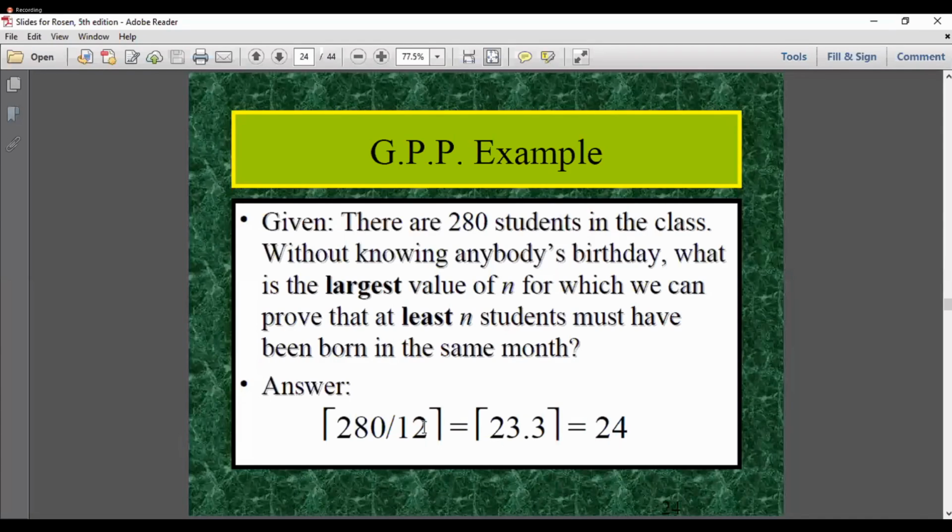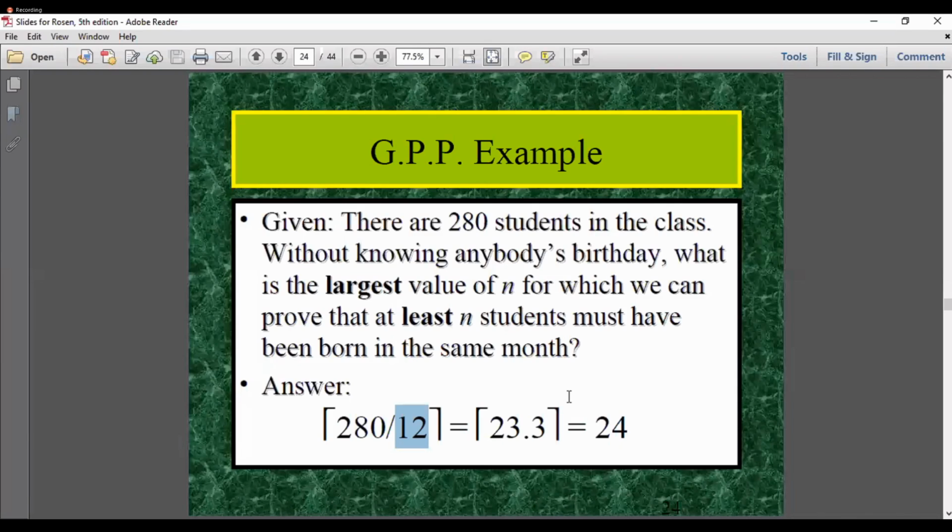So this way, we are saying that if we divide 280 by 12, the ceiling value of 23.3, that is 24, ensures that 24 students will have the same birth month, because we are putting them within the same pigeonhole. The birth month could be May, or anyone out of these 12. That's why we take n by k and its floor value. Actually, this is nothing but n by k plus 1. Once we say floor value, this is the integer value of n by k plus 1. So this is the technique, the pigeonhole principle.